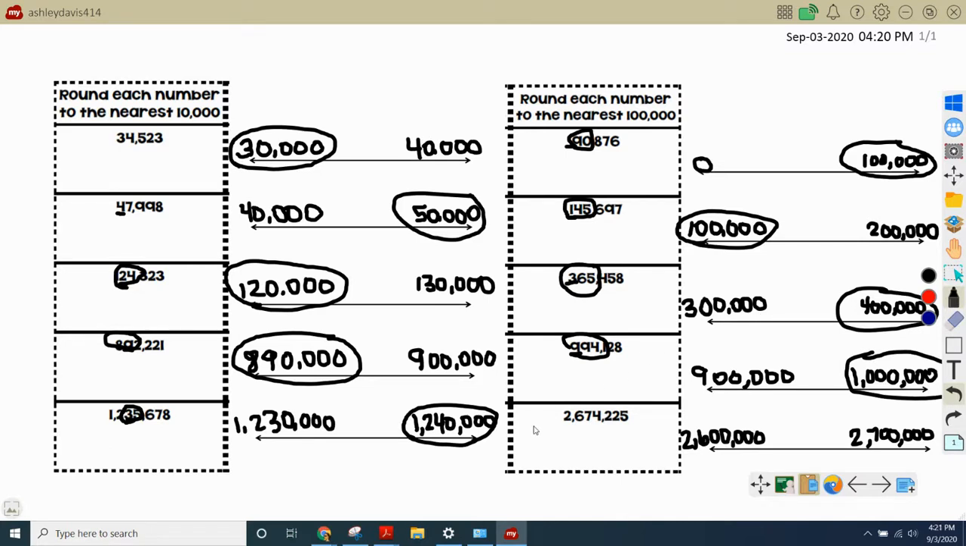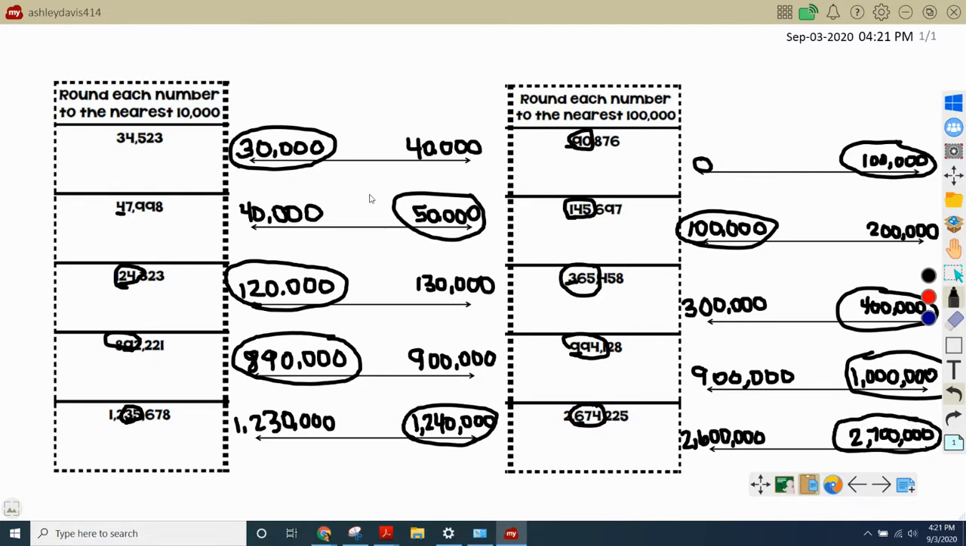Then on this one we have the 6, which is 600,000, and then the 2 is my friend in the front. So 600,000 and 700,000. Then I think, 674, is that closer to 600 or closer to 700? Well, 674 is closer to 700, so that whole number rounded to the 100,000s is 2,700,000.